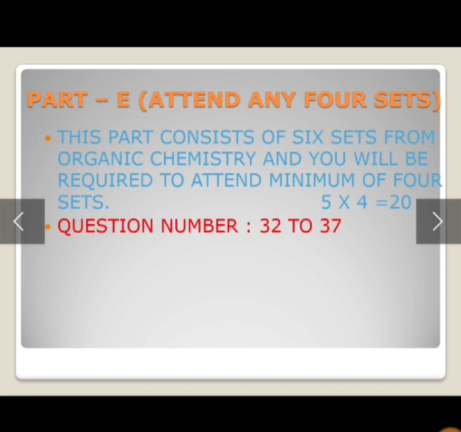Part E would contain 6 questions from organic chemistry part and you need to attend any 4. Out of these 6, 3 would be generally very easy, 2 would be medium and 1 would be hard. So the 3 questions which would be very easy you need to score 15 and the remaining 5 marks you need to score 3, 4 or 5 if possible. So 20 plus 15 plus 15, 50 marks would be in your pocket.